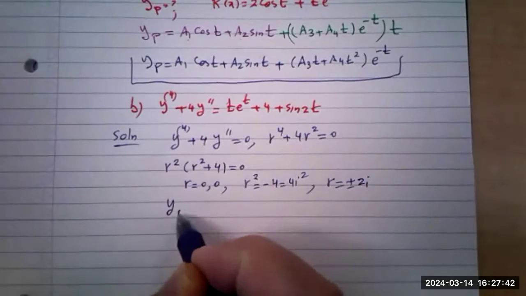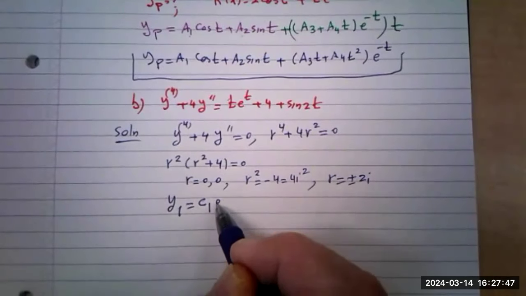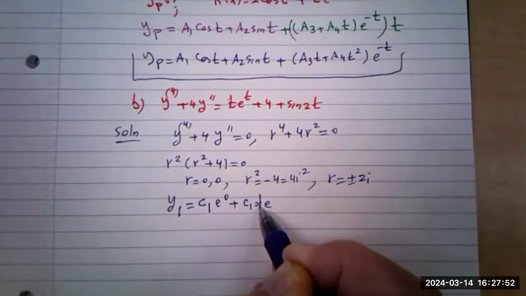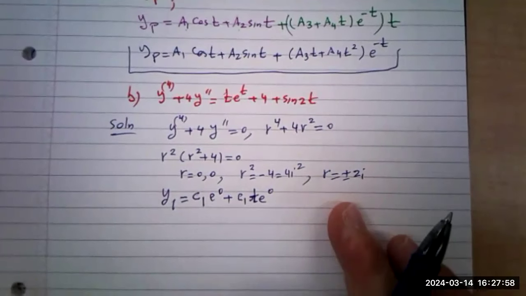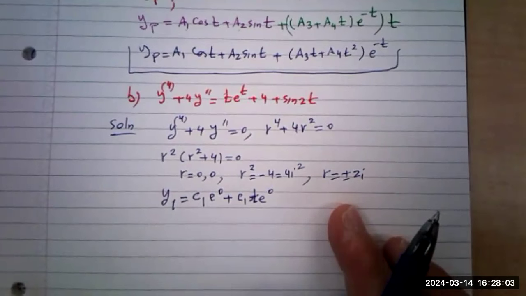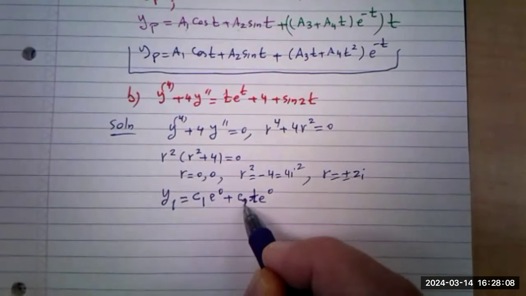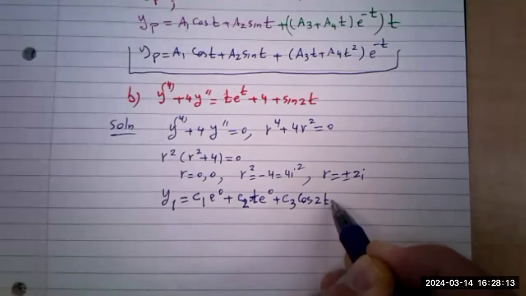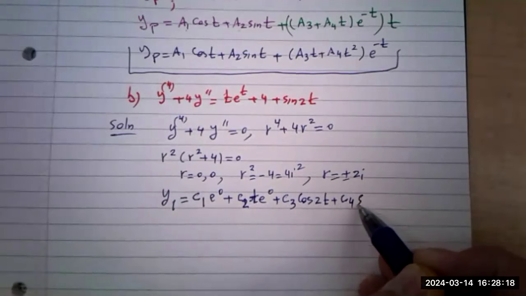YC is going to be equal to C1 e to the 0, if you like, write it down. For this one, e to the 0 is repeated, so C1 plus C2 t e to the 0, or t, in this case. Now we get to the complex part. You know, there's going to be just r equal to 2i. Alpha is missing, so cosine of 2t and sine of 2t. So that's C1, C2. Now we get C3 cosine of 2t plus C4 sine of 2t.